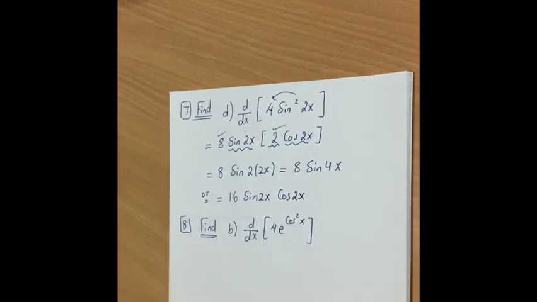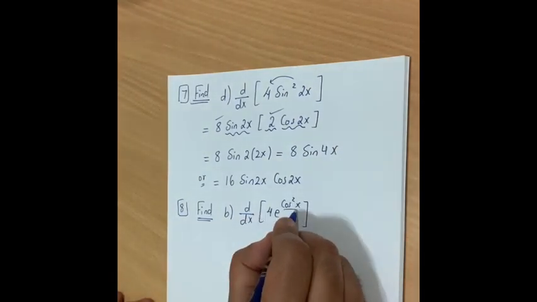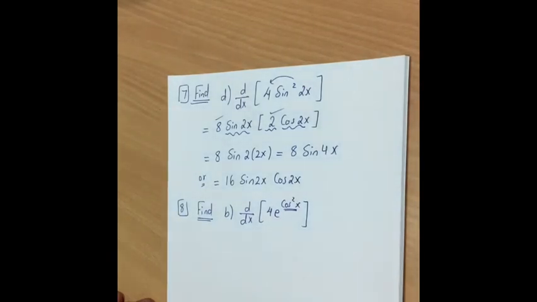Okay, let's do question number 8, which requires the same thing as we did in question number 7. Remember, here you have e. So we can solve this question using two ways. The first way, we're going to use the second way of the chain rule, which is replacing the power with any other variable. Let's do the same thing.